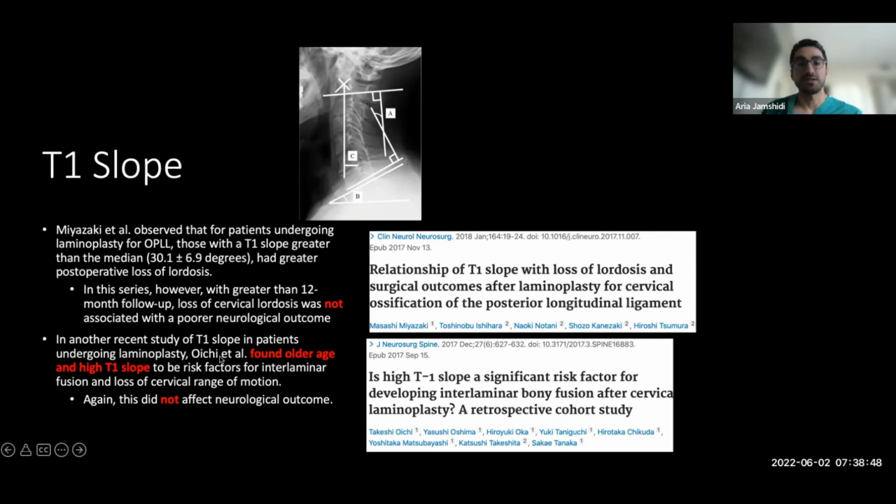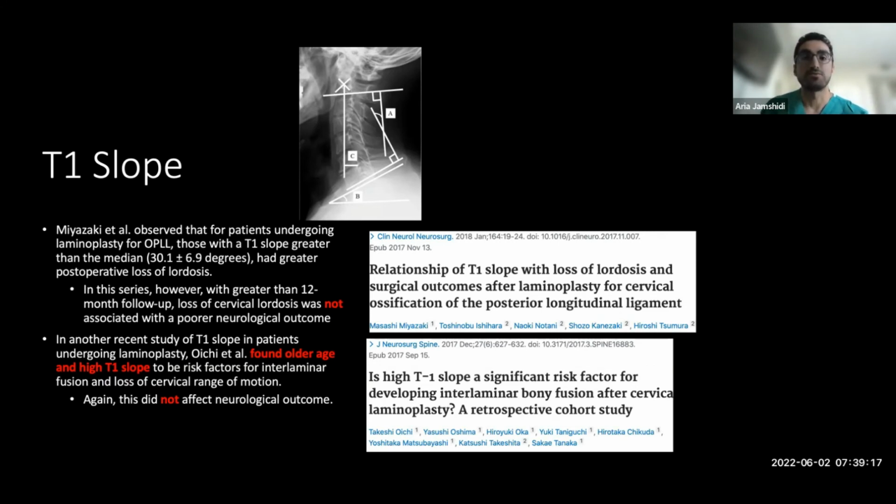Another recent study of T1 slope was published in 2017 in the Journal Neurosurgery Spine. They found that older age and a high T1 slope were risk factors for loss of cervical range of motion, so loss of lordosis and interlaminar fusion. But again, they said this did not affect neurological outcome. So again, this is another thing to be aware of. How helpful this may be in the future is unclear.